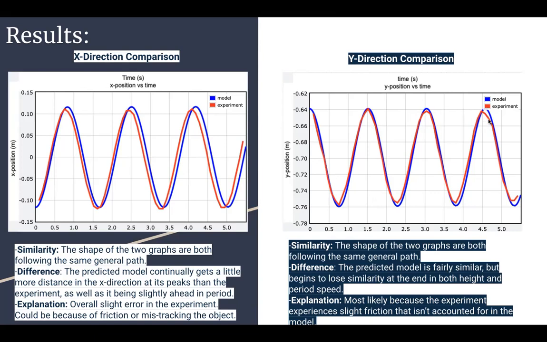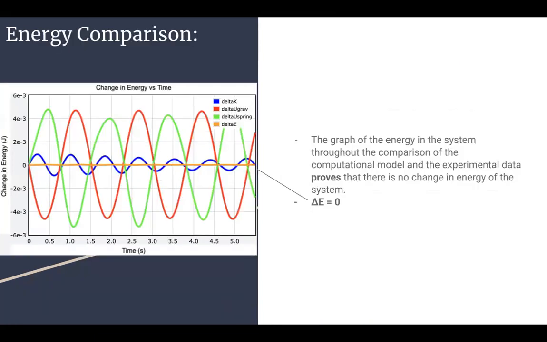It's a little bit less pronounced, but you can see it does start to fall behind here at the end, and it's a little bit lower, just slightly. Same thing there. It's probably some friction or a little bit of human error. Then here's the energy comparison. So you can see over time, when one of them is at its peak, the other one's at its minimum, and vice versa. The green line is the spring potential energy, and the red is the gravitational. So like I said, they inverse each other, and then the delta E stays constant the whole time at zero.